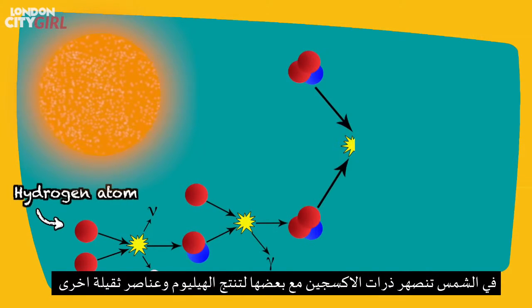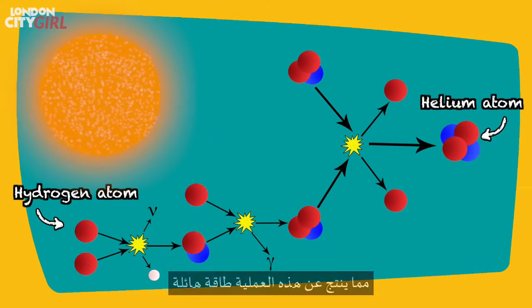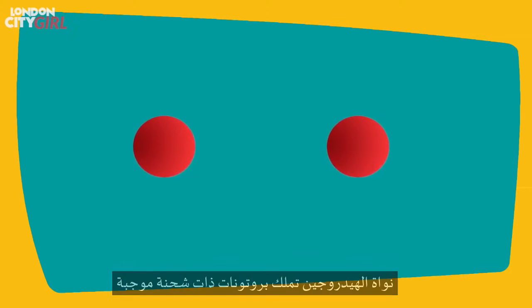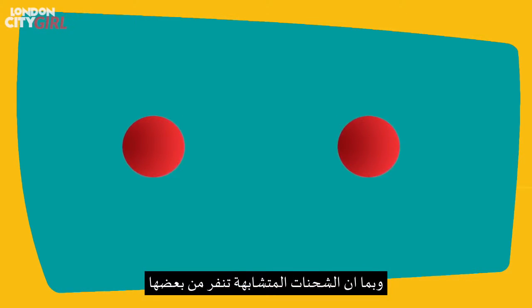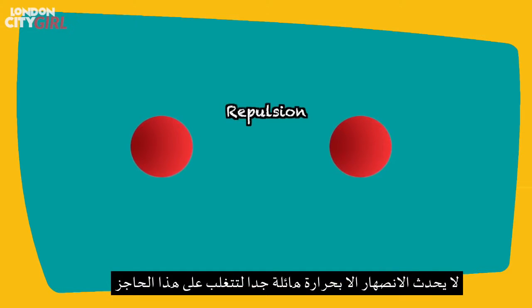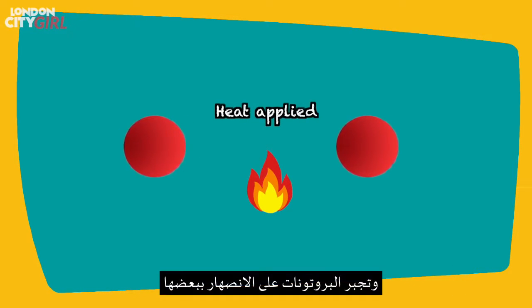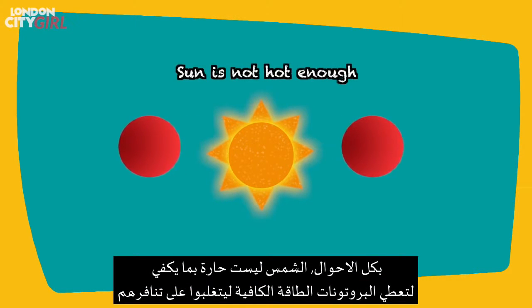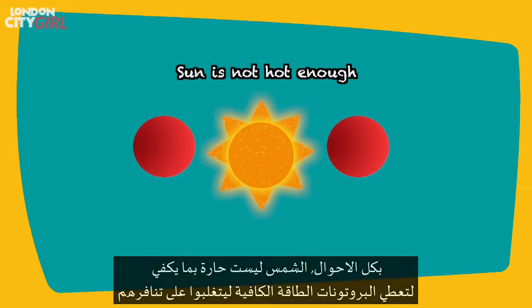Quantum tunneling is responsible for nuclear fusion in our Sun. In the Sun, hydrogen atoms fuse together to create helium and other heavier elements, releasing huge amounts of energy in the process. The hydrogen nuclei consist of positively charged protons, and as like charges repel each other, fusion only occurs when a huge amount of heat is applied to overcome this barrier and force the protons together. However, the Sun isn't hot enough to give the protons the energy required to overcome their repulsion.